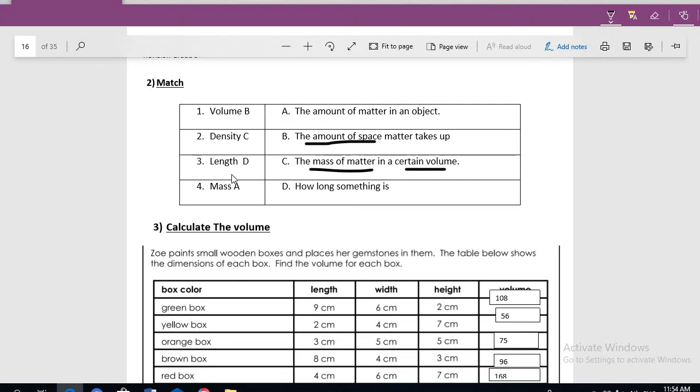Length, how long something is. We use a ruler to measure the length. Mass, we use a pan balance. The amount of matter in an object is called mass, while density is the amount of matter in a certain volume, and mass is the amount of matter in an object.